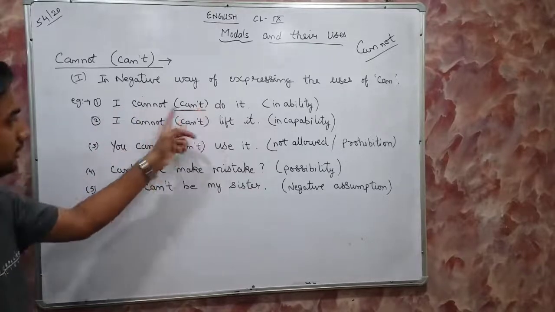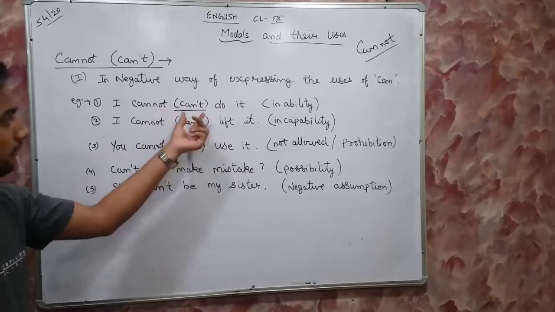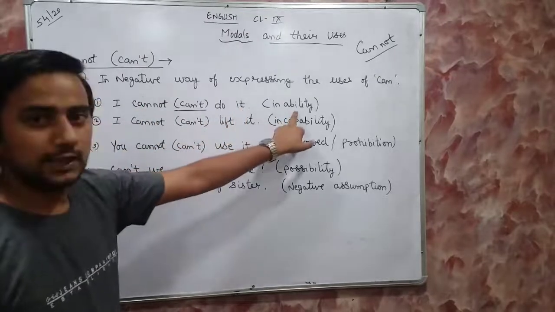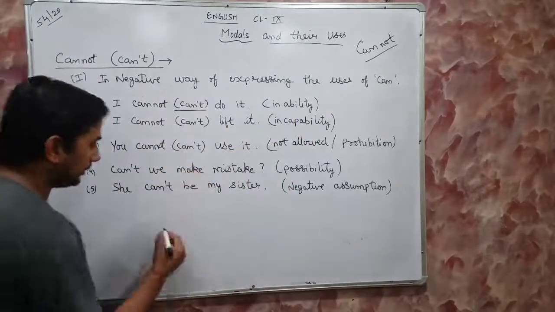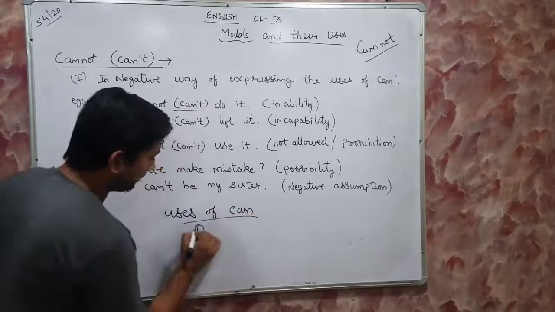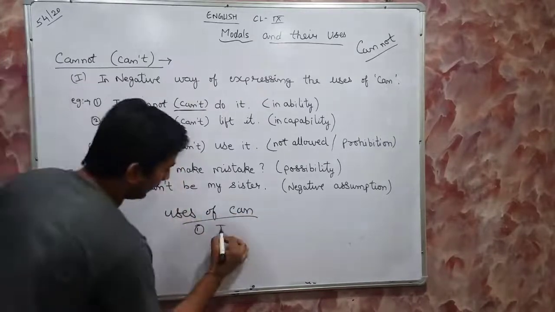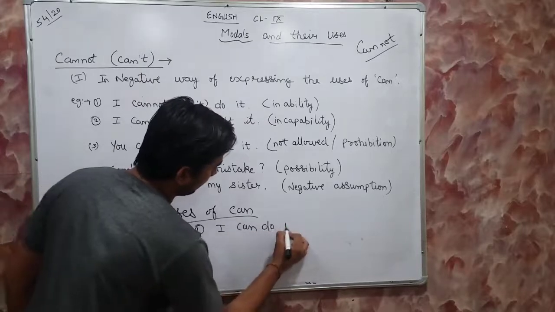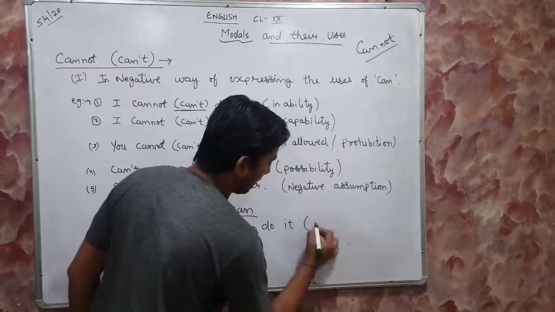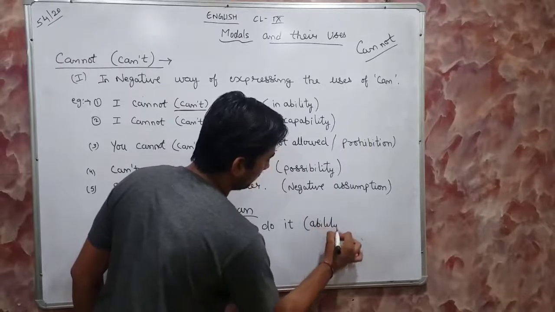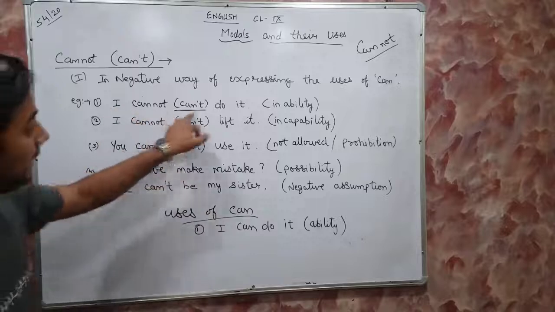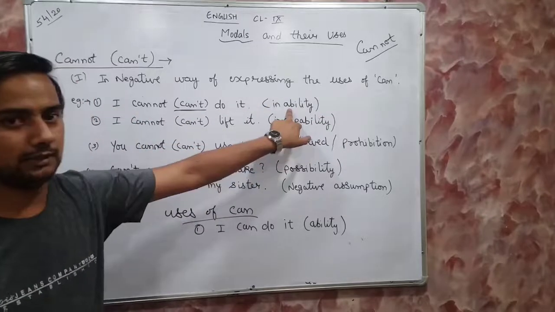See students, I have written the short form of cannot also here. Don't get confused, both are the same. I cannot do it. It is inability. Earlier in the uses of can, what we learnt here was: I can do it. It was capability, it was ability. But in negative expression, we will say I cannot do it. So it will become inability.